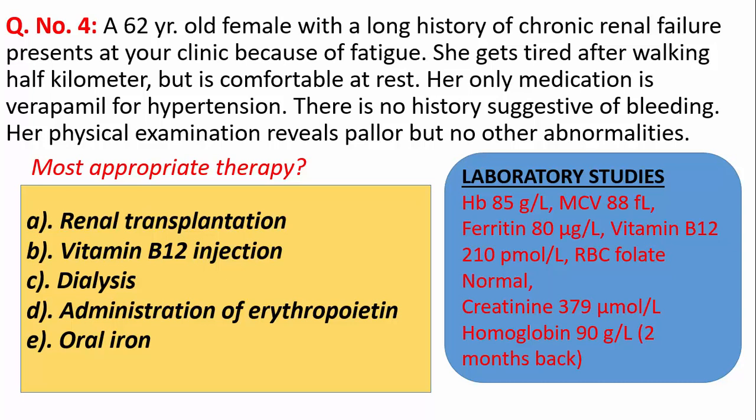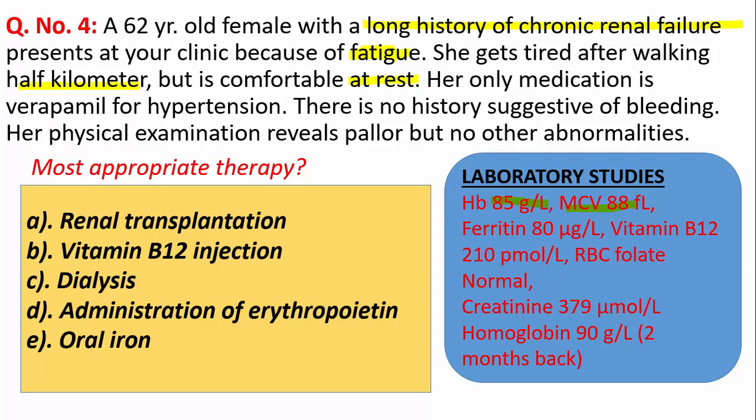Actually, this patient has a long history of chronic renal failure, and now she has fatigue. So we suspect that she is having anemia, and she gets tired after walking half a kilometer but is comfortable at rest. So we see the patient has chronic renal failure and is presenting with fatigue, and her laboratory tests reveal anemia, because HB is 85 gram per liter, MCV 88 picoliter, which is mostly normal.